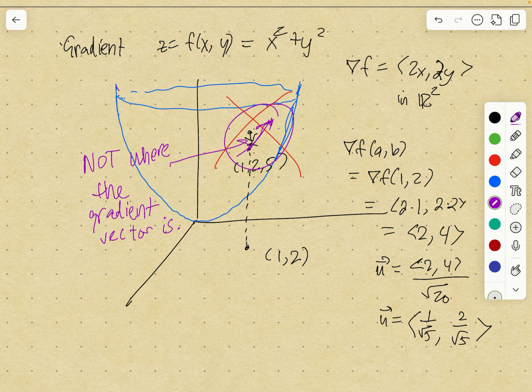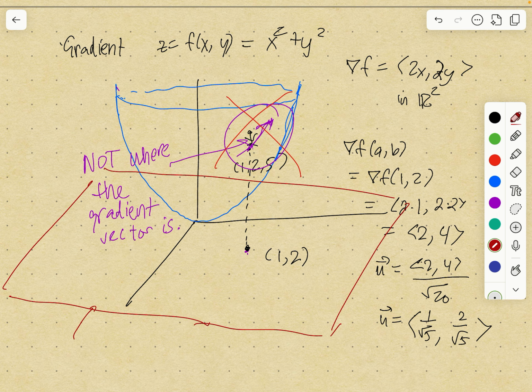Where it is, is when you pretend that this mountain is a clear mountain. And so you're on the mountain and you can look all the way down on the xy plane. And you see the point 1, 2, technically it's 1, 2, 0, directly below you. So 1, 2. Then it's in this R2 here. You're thinking of it as R2, with two components.